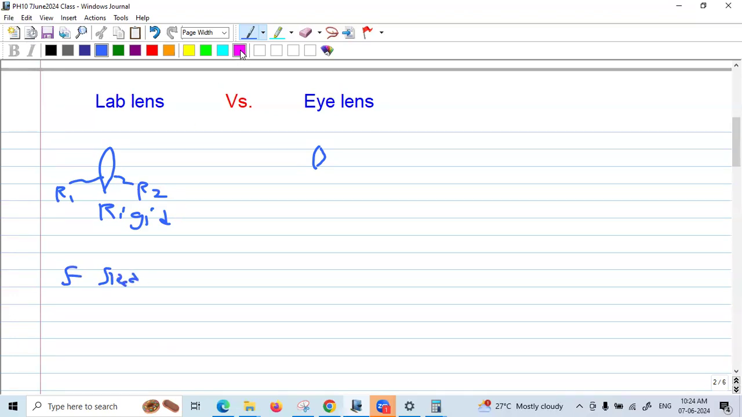But for an eye lens, this is a flexible lens. The focal length is variable. But what is fixed in this eye lens? Anyone? If I write the lens formula, it is 1 by u with a minus sign plus 1 by v equal to 1 by f.